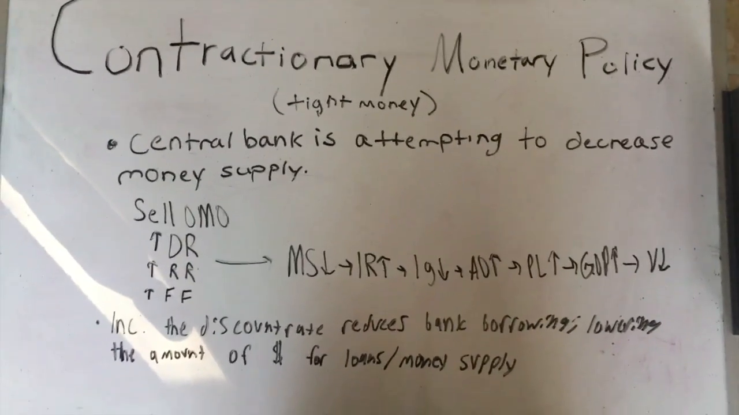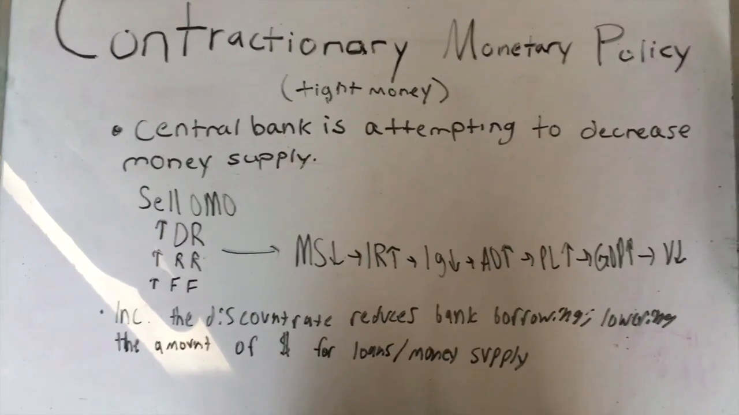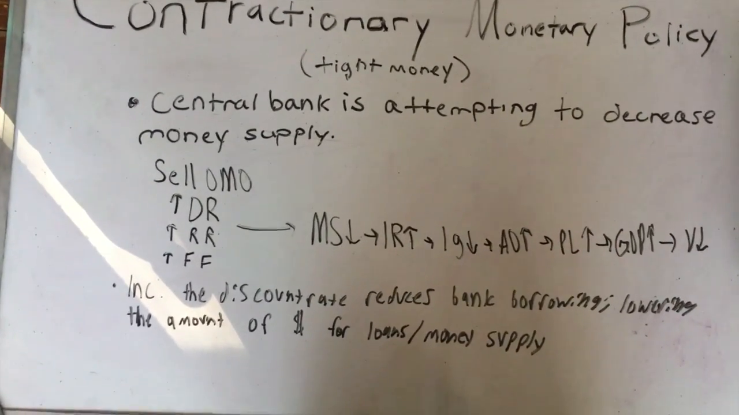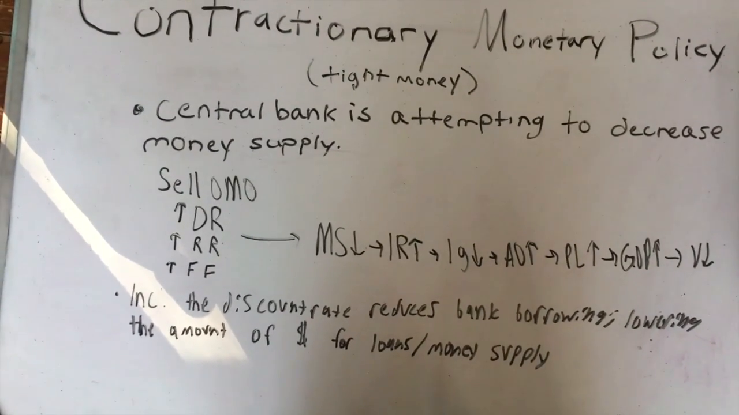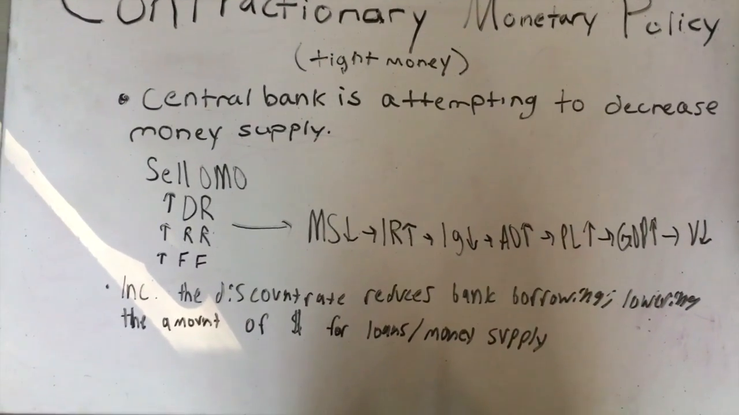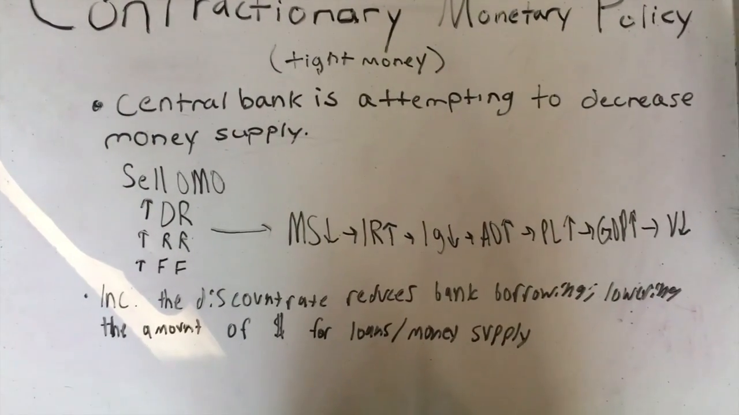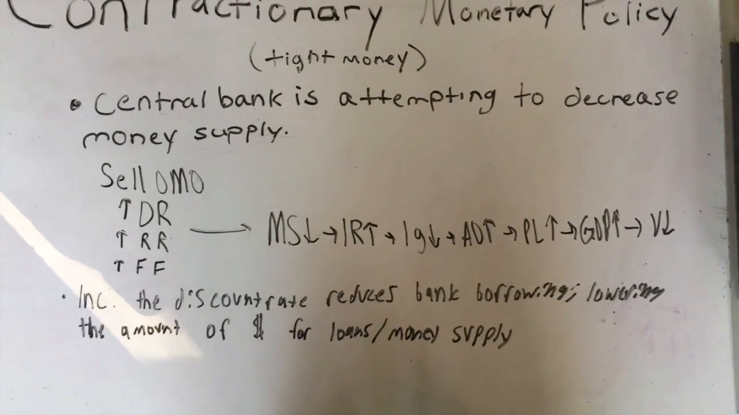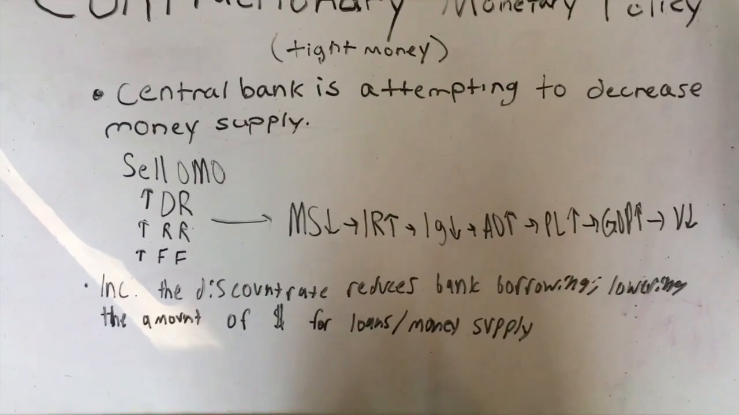Contractionary monetary policy, aka tight money, is when the central bank is attempting to decrease the money supply. They sell bonds, which increases the discount rate, the reserve rate, and the federal funds rate, which decreases the money supply, increasing the interest rate, decreasing government spending, aggregate demand, price level, real GDP, and increasing unemployment.